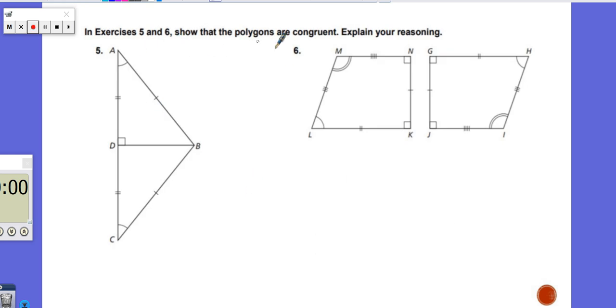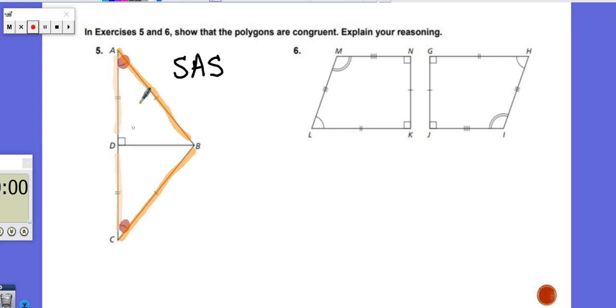Number 5 says show that the polygons are congruent and explain your reasoning. So if we look here, this side matches that side, and then I have an angle that matches this angle, and then I have this side that matches that side. So it looks like these two are congruent by side, angle, side, since they're triangles. Side, angle, side. And I can say that because the angle is in the middle of the two sides.